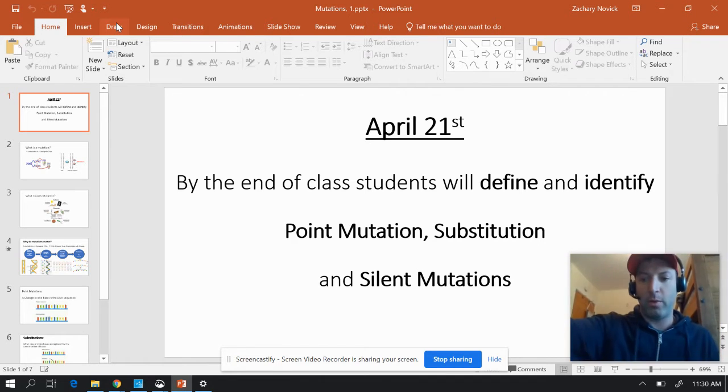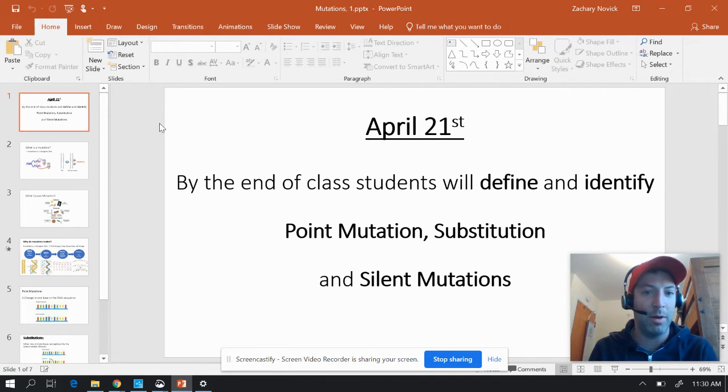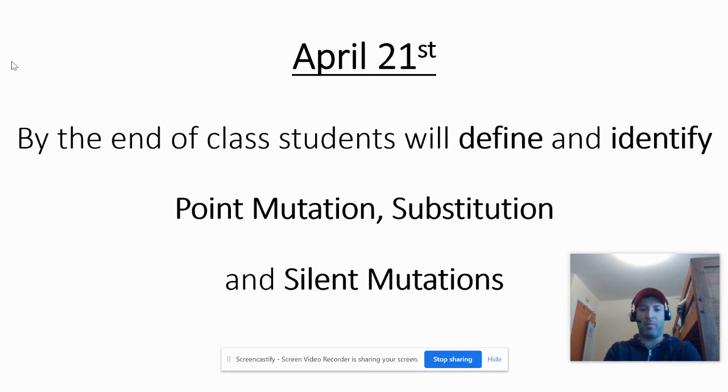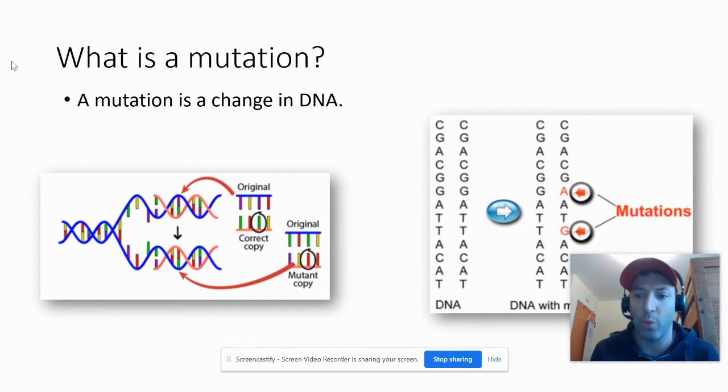All right. So with that said, today by the end of class, you should be able to define and identify point mutations, substitution, and silent mutations. Again, what we're doing is a continuation of stuff we learned. So, first question, what is a mutation? Well, a mutation is a change in DNA.